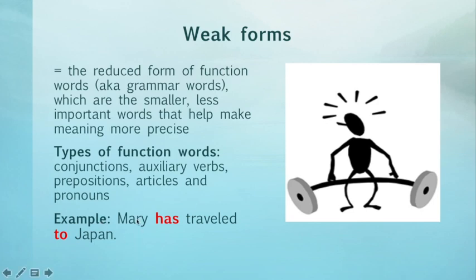So to go back to that sentence, Mary has traveled to Japan. The important content words are Mary, the subject, traveled, which is the main verb, and Japan here. So has and to are the function words. Has is an auxiliary verb and to is a preposition. So these, Mary, traveled, and Japan, are the ones that carry the meaning, carry the content. If a person only said Mary traveled Japan, you would more or less understand what they were trying to tell you. But if they only said the function words, if they only said has to, you would not understand their message at all. So while they don't carry meaning, they do make this whole sentence more precise.